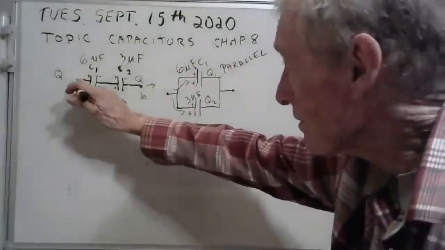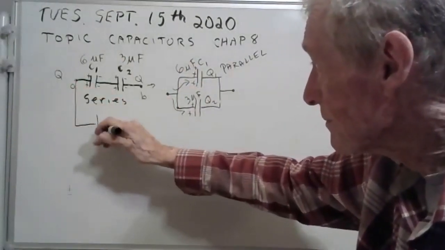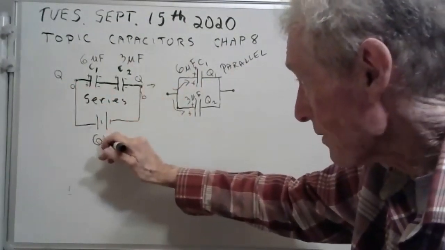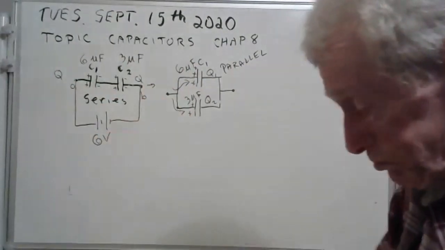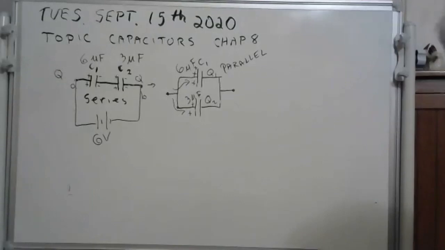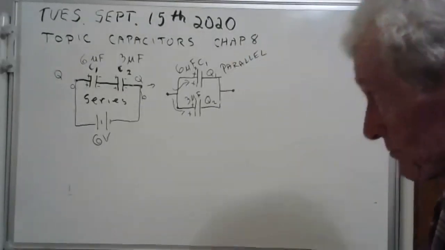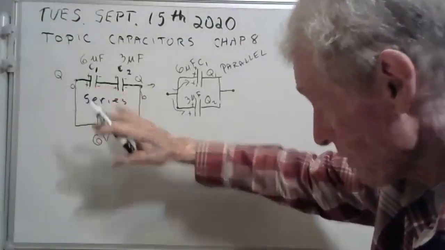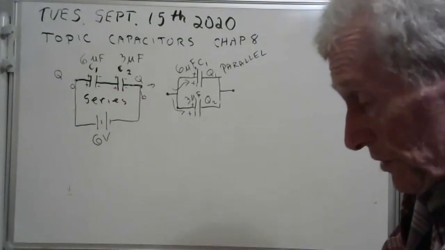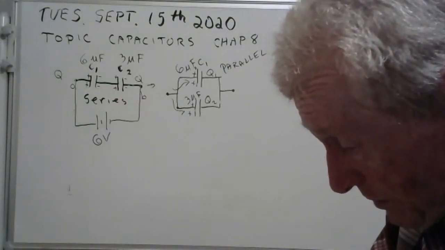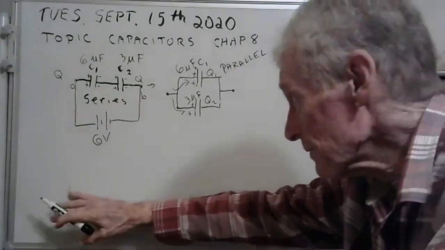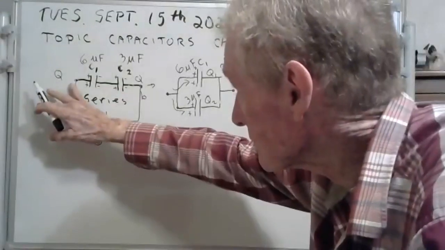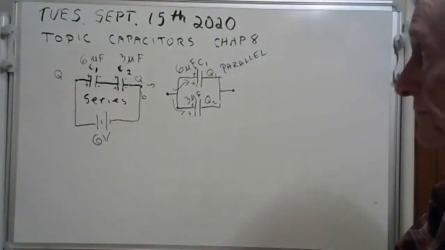Let's connect that to a battery. Let's connect it to a 6-volt battery. Now, what we want to know is what's the volts on that capacitor, what's the volts on that capacitor, and what are the charges? Of course, they're both the same in series. What are the charges on each capacitor, and what are the voltages?